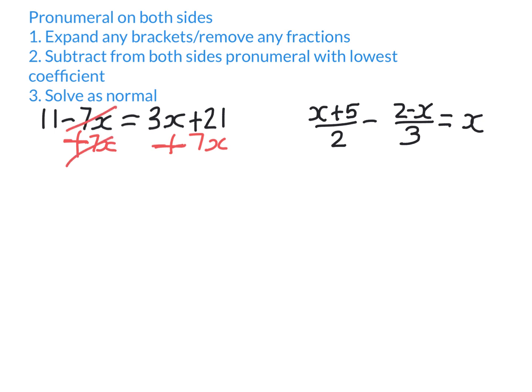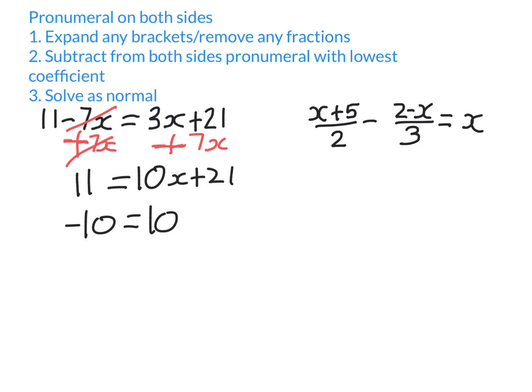That will get rid of it on the left-hand side. So I've got 11 equals 3x plus 7x plus 21. Now this is an easy equation to solve. Subtract 21 from both sides and then divide each side by 10. You get x equals negative 1. It's the solution because if you substitute x for negative 1 here and here, you get a true statement.